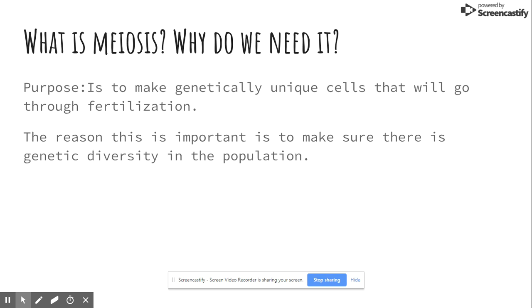Genetic diversity is what allows a species to have different traits that will hopefully help them survive in adverse environmental conditions. So if the environment throws something really terrible at a species, hopefully they will have a genetic trait somewhere in their population that will allow them to be successful even if that happens.